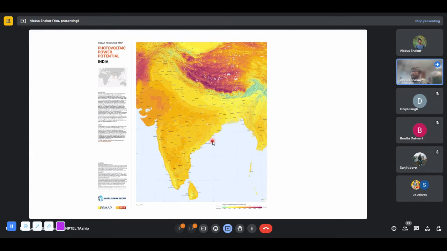So for instance, if you look at this map, it's a map of photovoltaic power potential.